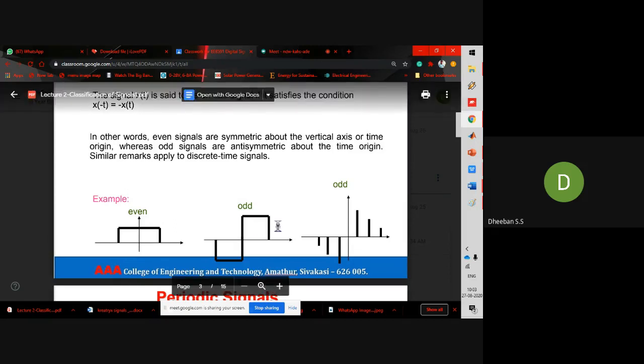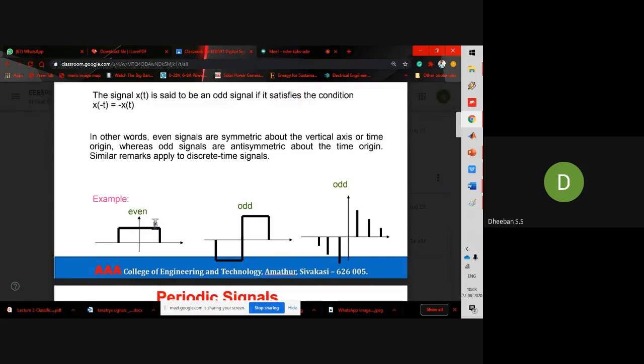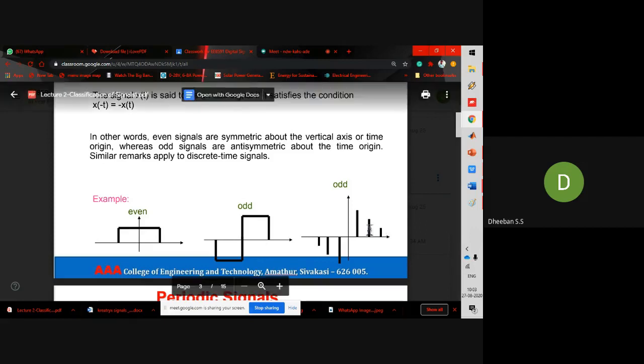But in your odd signal, for the even signal, in some integrations, you'll be taking only one half, which means it is an even signal. But in your odd signal you'll be taking the entire range. This is with respect to your discrete signals, so your discrete signal will be represented in this fashion.